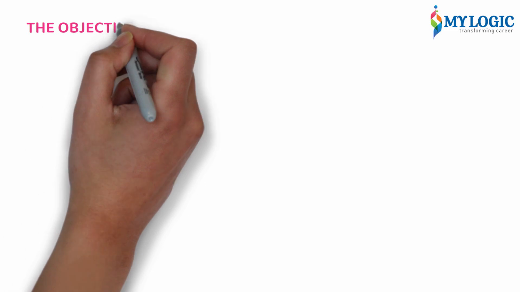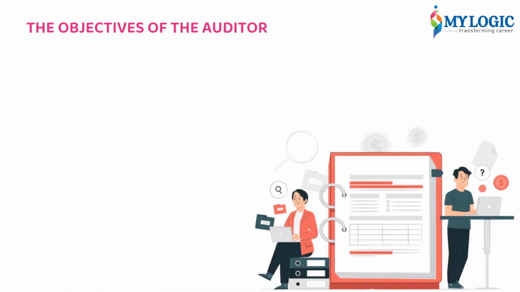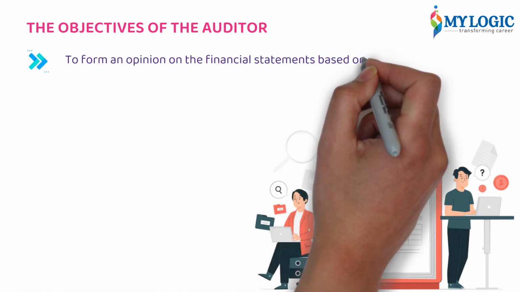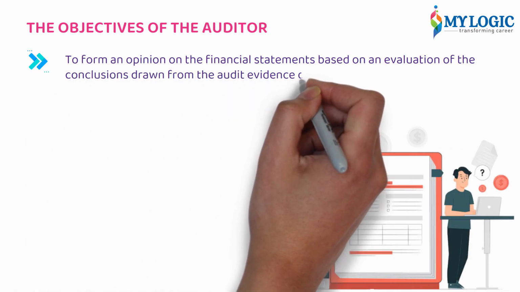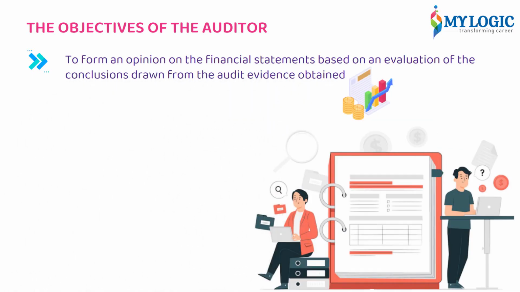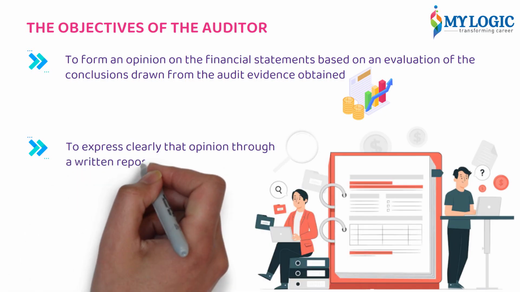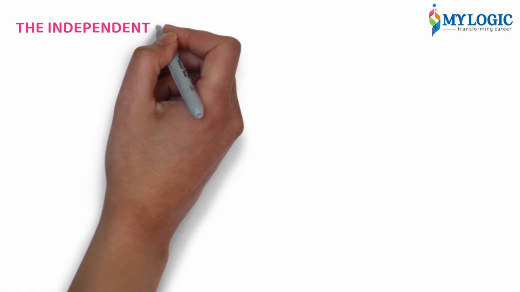The objectives of the auditor. The objectives of the auditor are to form an opinion on the financial statements based on an evaluation of the conclusions drawn from the audit evidence obtained, and to express clearly that opinion through a written report. The Independent Auditor's Report.